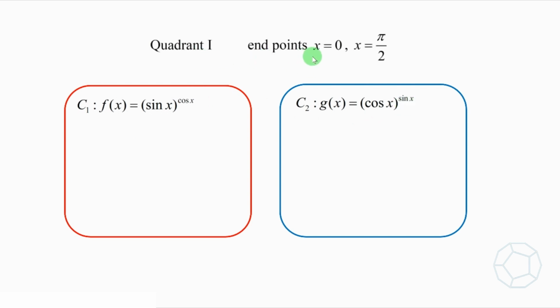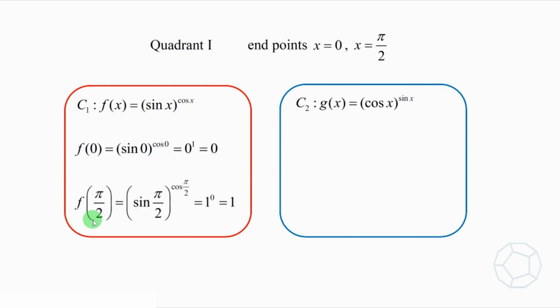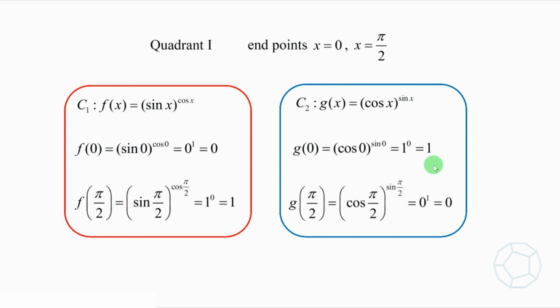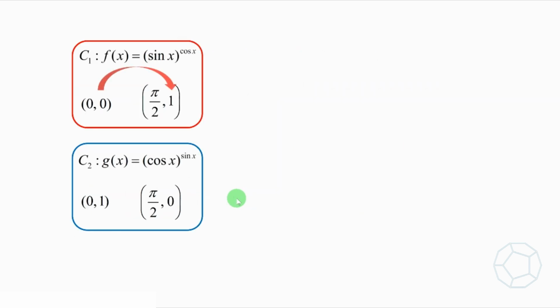For the endpoints, x is equal to 0 and x is equal to pi over 2, f of 0 is equal to 0 to the power 1, which is 0, and f of pi over 2 is equal to 1 to the power of 0, which is 1. Likewise, for g of x, g of 0 is equal to 1, and g of pi over 2 is equal to 0. If we just look at the endpoints of the two graphs, then the value of f of x is getting larger, and that of g of x is getting smaller.